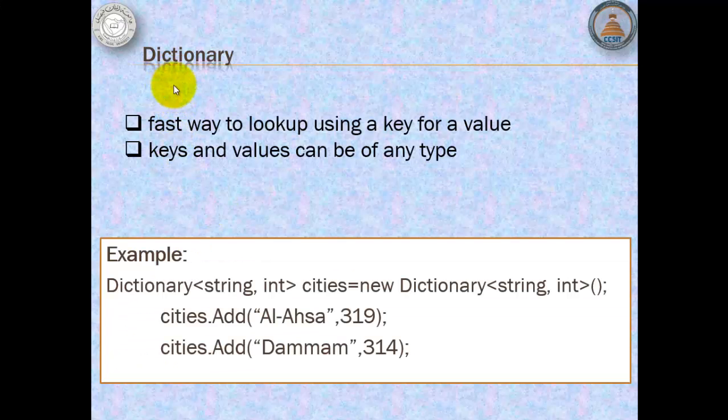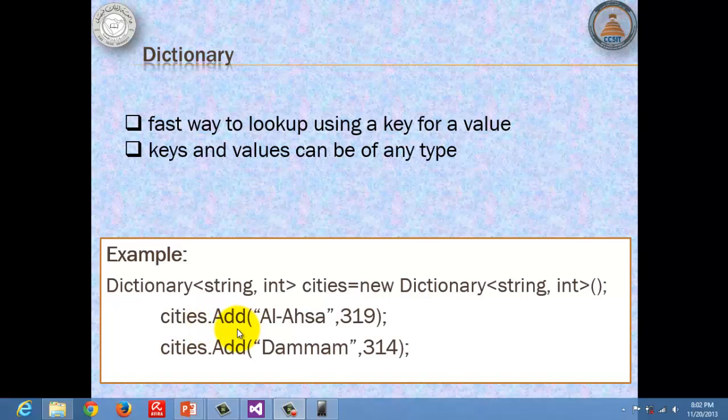Next in line is a dictionary, which is a fast way to look up a value using a key. The keys and values here can be of any type. Here's an example of how to declare a dictionary with a string data type for the key and an integer data type for the value. Notice that to add the value, one way actually is to use the add method, also from the list.